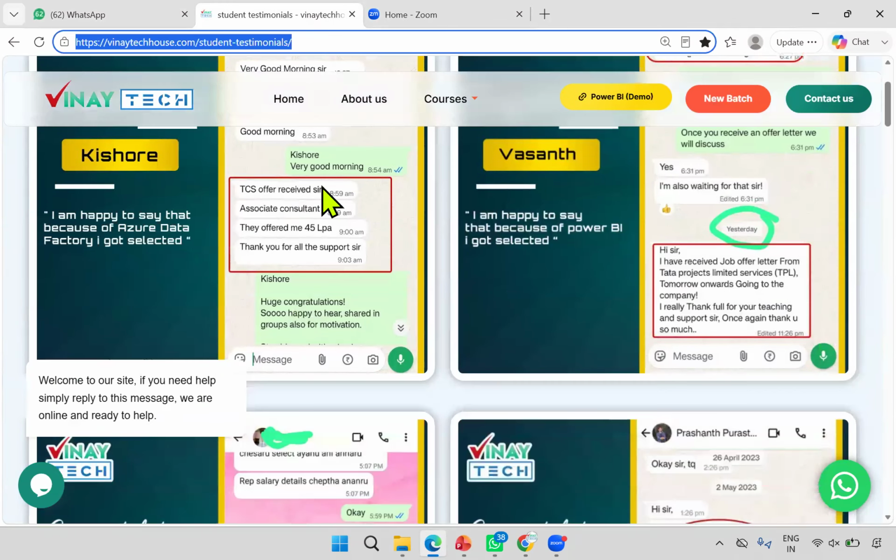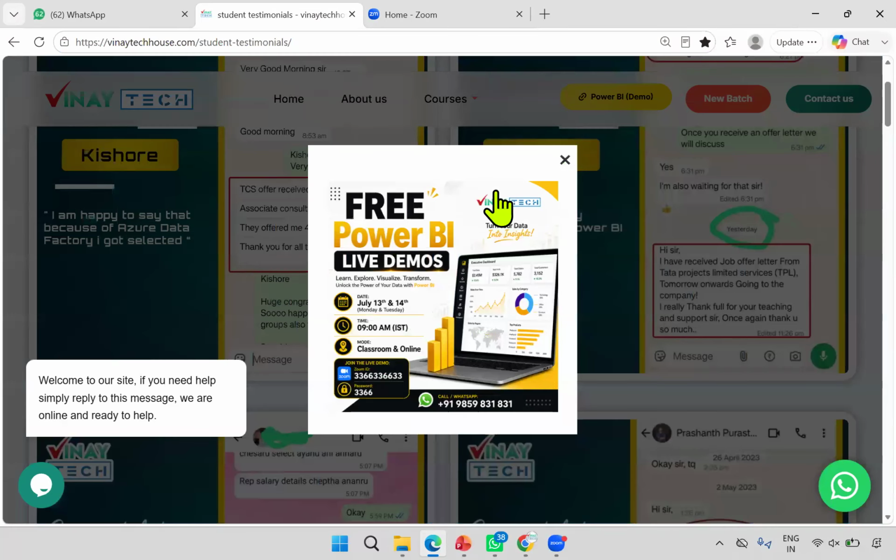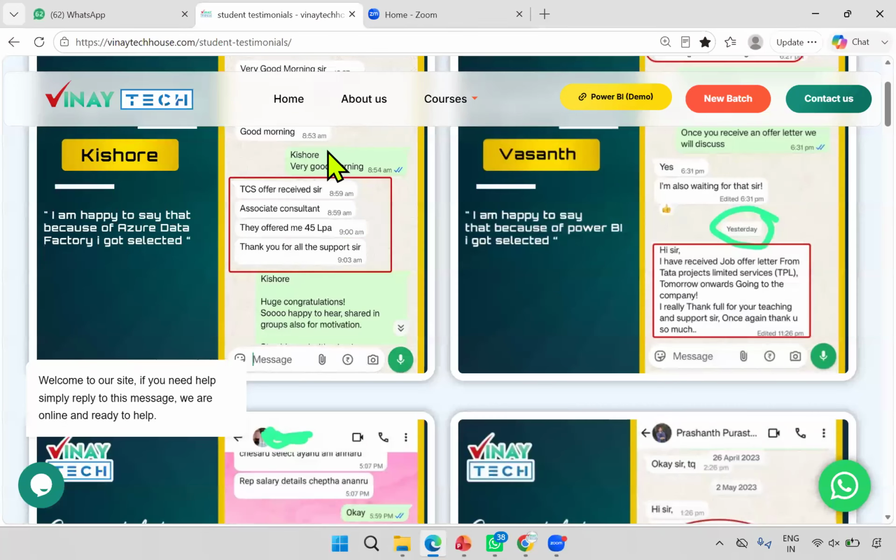So TCS offer, Ochin sir, associate consultant. They offered me 45 lakhs per annum. Yep. He's a Power BI senior resource. He started his journey with me 4 years ago, so 5 years ago. Now he's in a very good position. Hi sir, I received a job offer letter. So this is a fresher opportunity from one company.